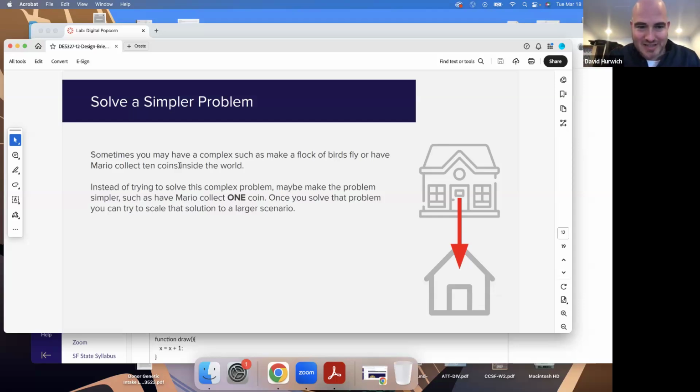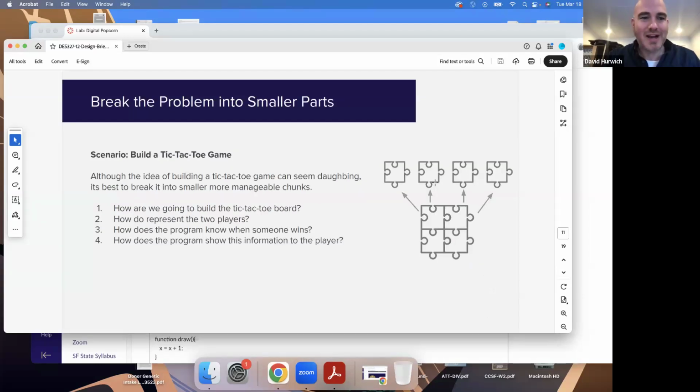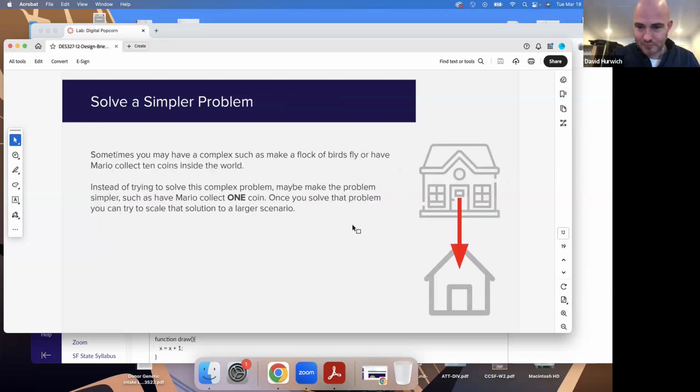So the idea is, rather than trying to solve a complex problem, think about it in a simpler way, okay? Going back to my idea of tic-tac-toe, usually you play multiple games of it, right? Well, I wouldn't even worry about playing multiple games and keeping a score until you can even get one game to work. Once you get one game to work, then we can worry about, okay, how do we reset it and play it again? How do we keep score? That kind of stuff. Okay.